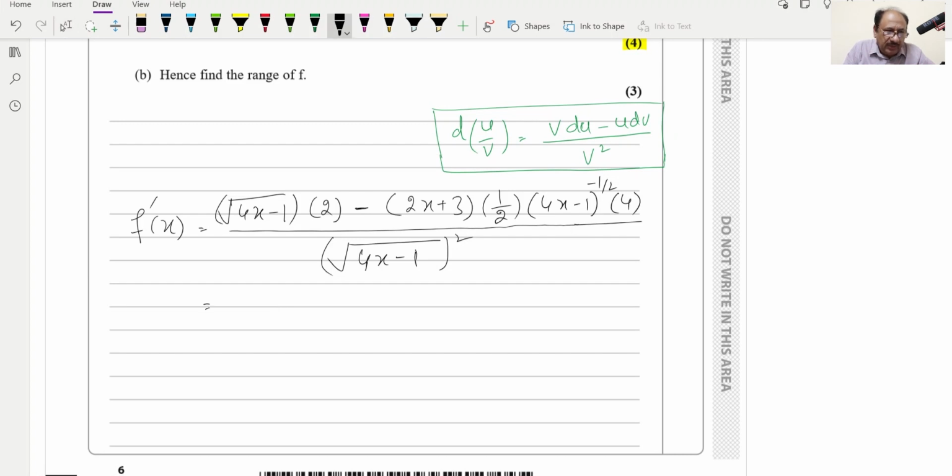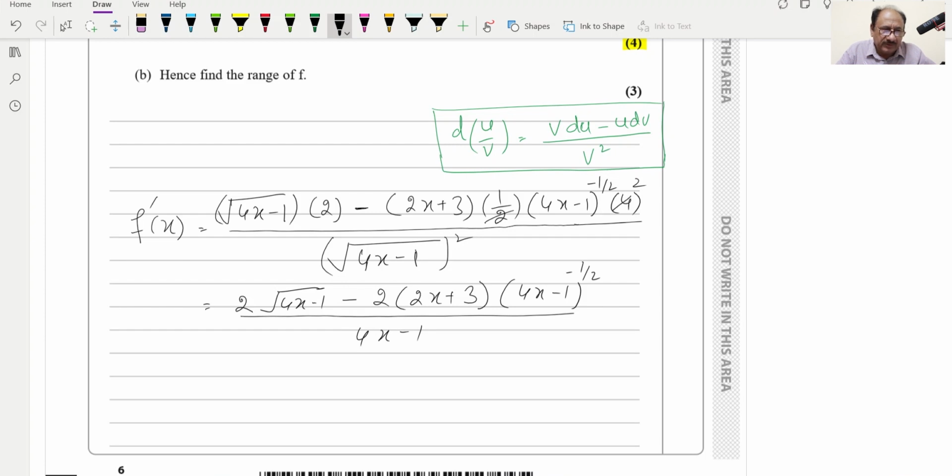So next step, what we can do, we can write it as 2 and under root of 4x minus 1 and minus, this 2 and 4 we can cancel, and we can write here 2 into 2x plus 3, and further we can write 4x minus 1 raised to minus 1 by 2 and divided by 4x minus 1, square and root will be cancelled.